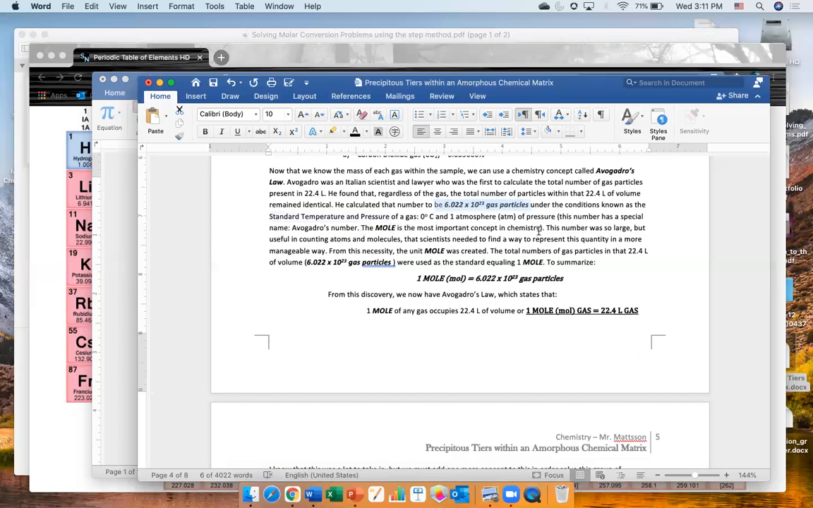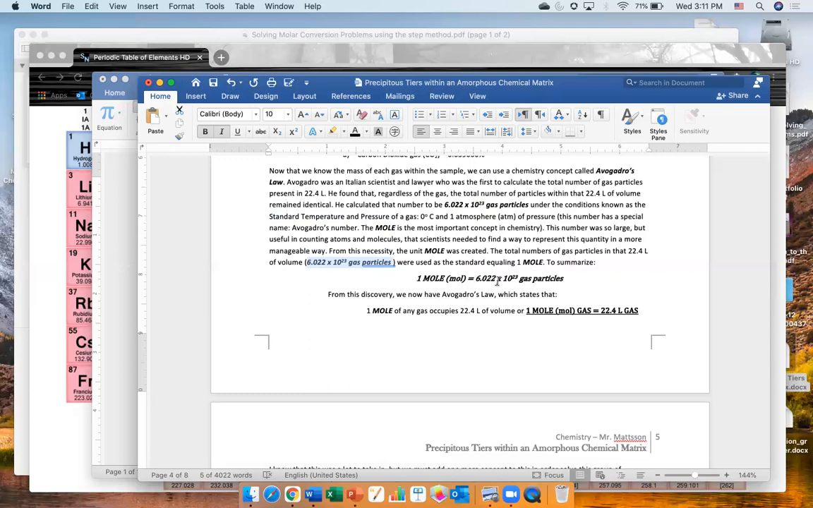This is like I was talking about last class. This number was so large but useful in counting atoms and molecules that scientists needed a way to represent this quantity in a more manageable way. From this necessity, the unit mole was created. The total number of gas particles in 22.4 liters of volume is 1 mole of gas. Again, Avogadro's number, or 6.022 times 10 to the 23 individual gas particles, was used as the standard, equaling 1 mole. They picked this to use as the standard measurement in all of chemistry.